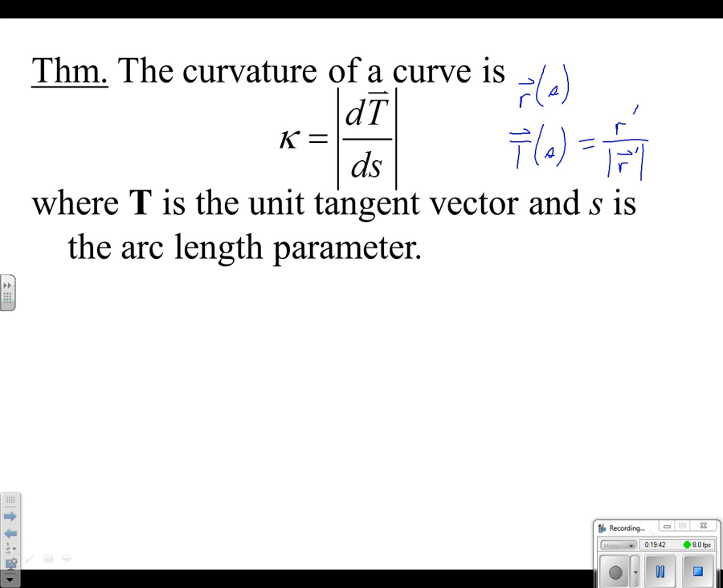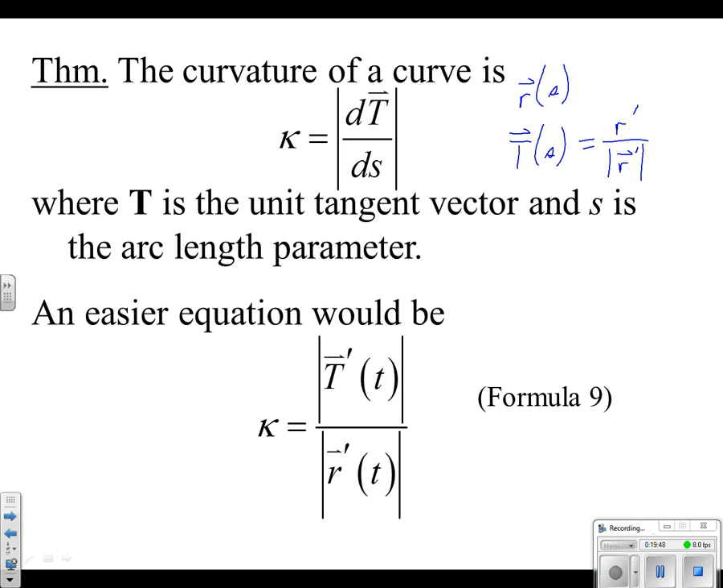So there are other ways of computing curvature. One of them, your book refers to Formula 9. An easier formula would be this one. So curvature can also be found as the magnitude of t prime of t divided by the magnitude of r prime of t. The nice thing about this formula is they are both functions of t. We no longer need to worry about the arc length parameter. So that step at the very beginning we can skip. Now we just have to find t and its derivative. Notice that both of these are magnitudes. And so this is one way to do it.